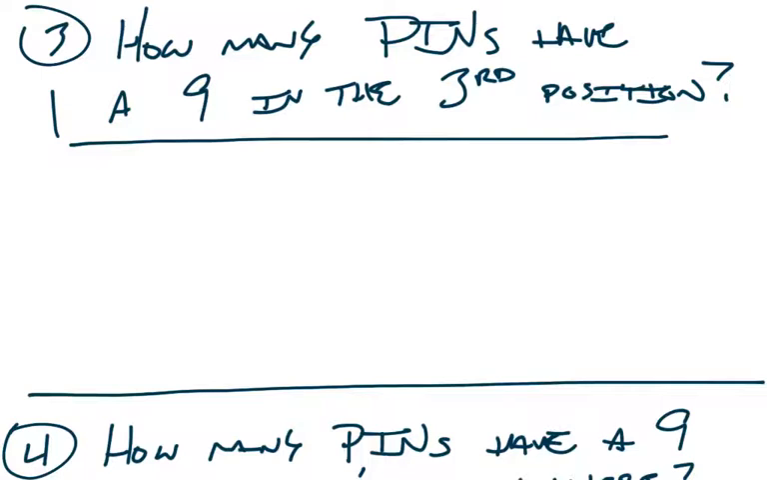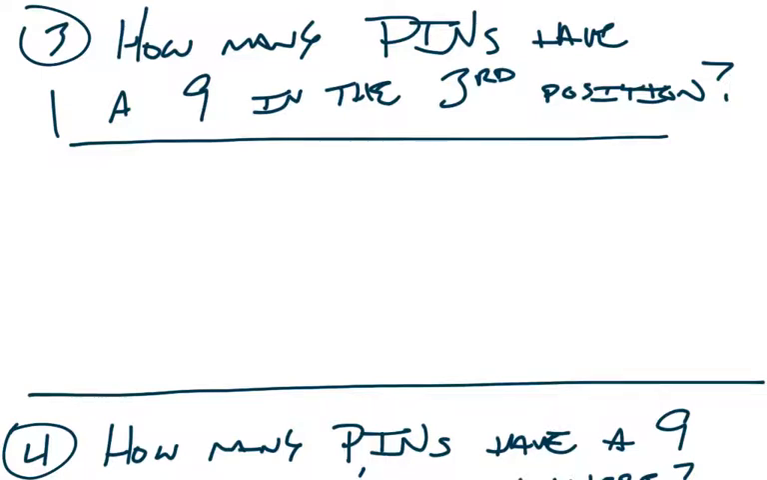So let's soup this up even more. How many pins have a 9 in the third position? Right, I'm completely making this up, by the way. This is just a random question that I'm asking. Suppose you happen to know that your friend's pin is going to have a 9 in the third position for whatever reason. And for, again, whatever reason, you are trying to guess your friend's pin, which probably makes you not a great friend. But regardless, you know that your friend has a 9 in the third spot of their pin.